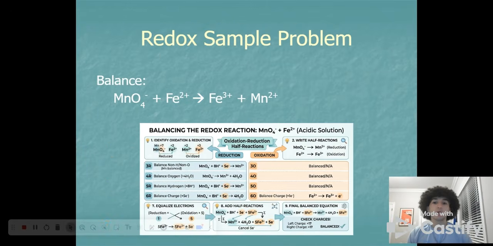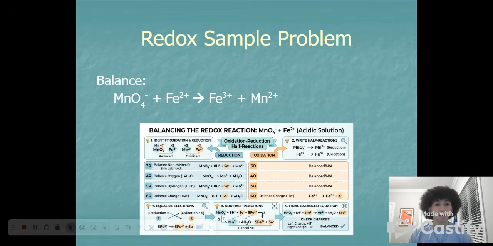Alright, here we go. Now let's do an example where we're balancing permanganate ion plus iron 2 ion, yielding iron 3 ion plus manganese 2 ion. Now, step 1. Identify oxidation and reduction. Manganese in permanganate ion is plus 7. Manganese in manganese 2 ion is plus 2. That's a decrease, so that means manganese is reduced, making it a reduction half reaction.